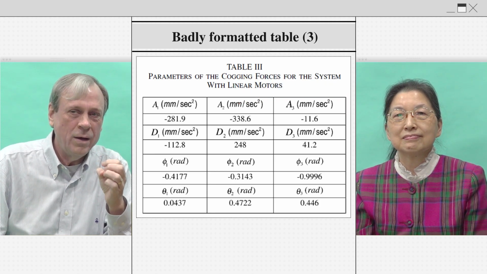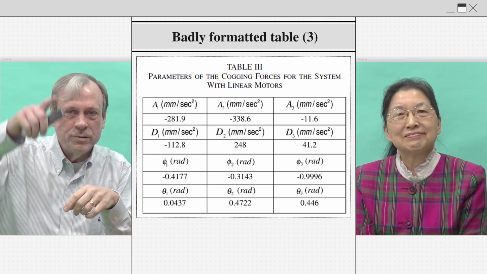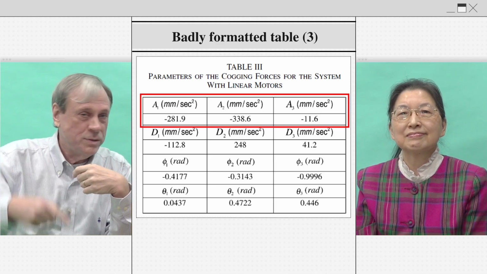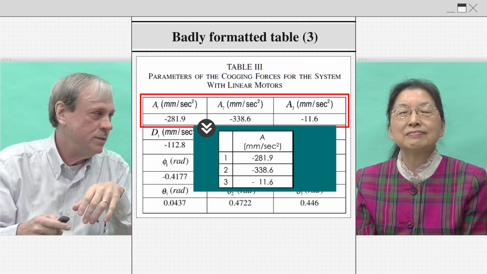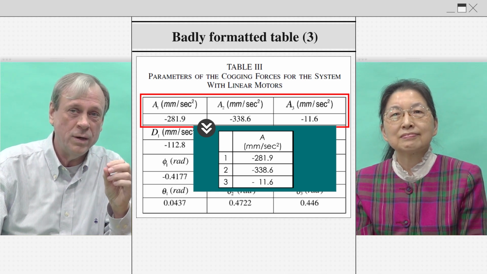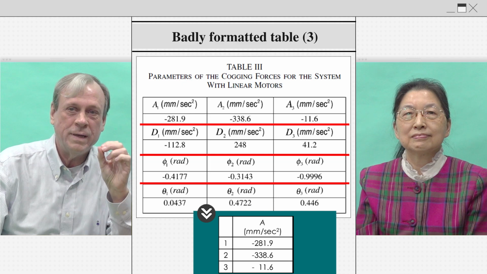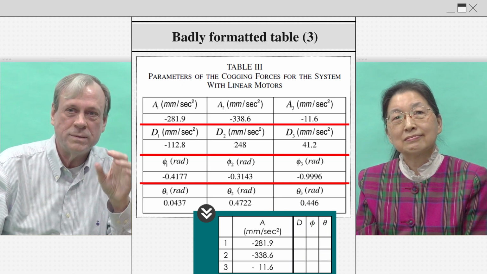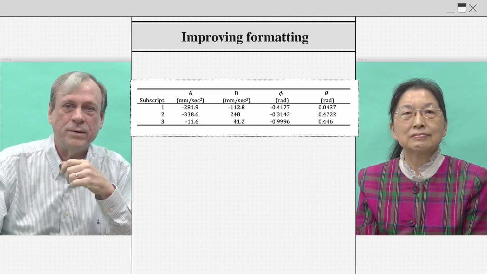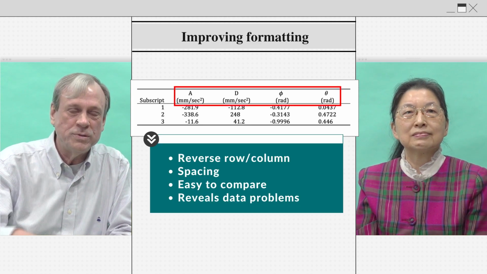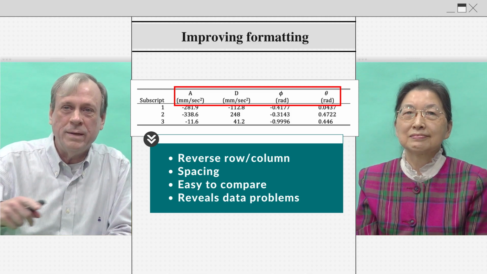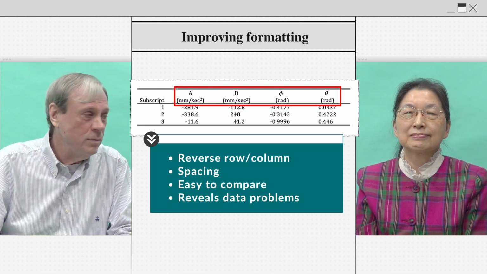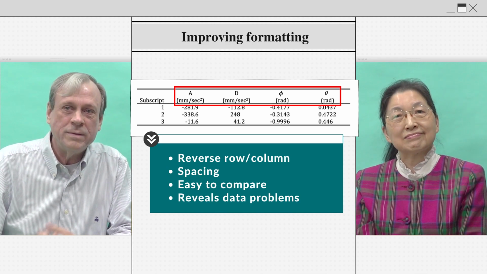So let me show you how this could be improved. You're trying to compare A1, A2, A3, and they're numbers. So it makes sense to switch the orientation so those are in a column, and then put the A, the D, the phi, the theta in different columns. So I've done that here, and you can see I have the superscripts on the rows and A, D, phi, and theta across the top. And now it's very easy to compare the differences.